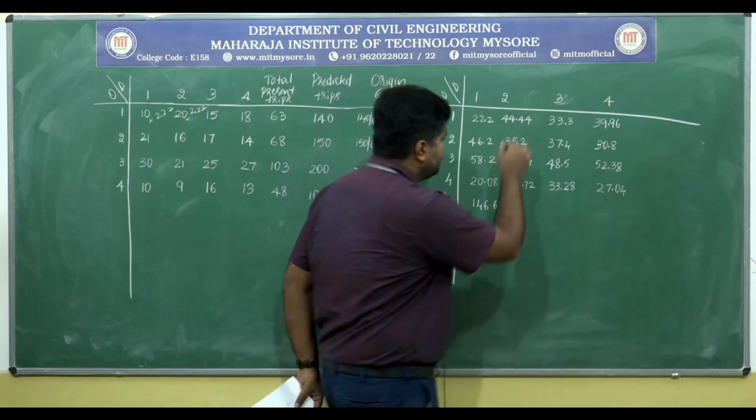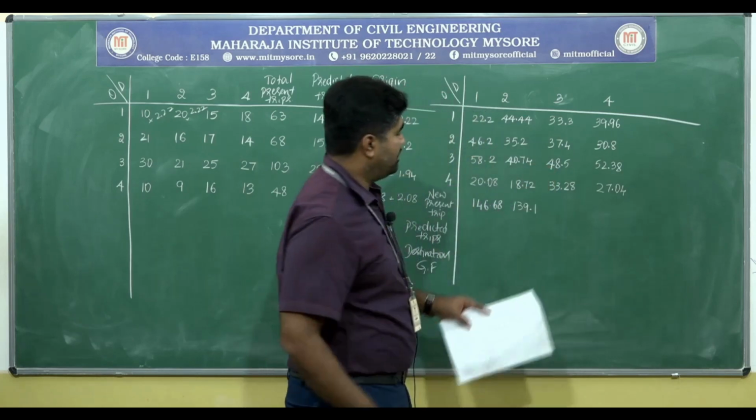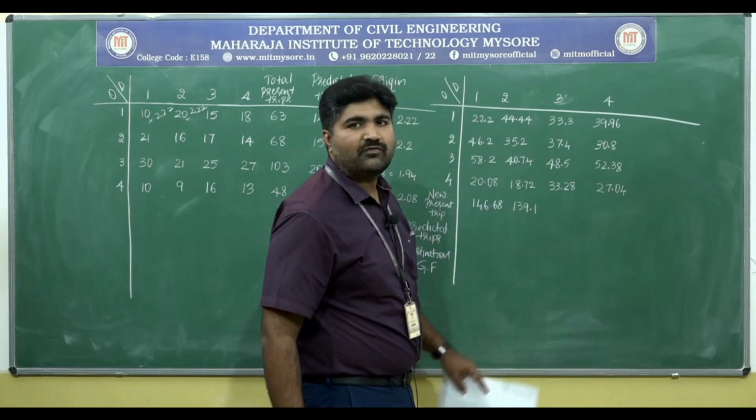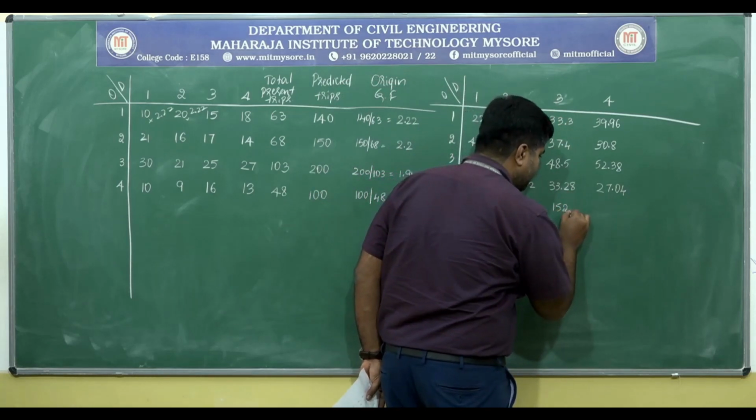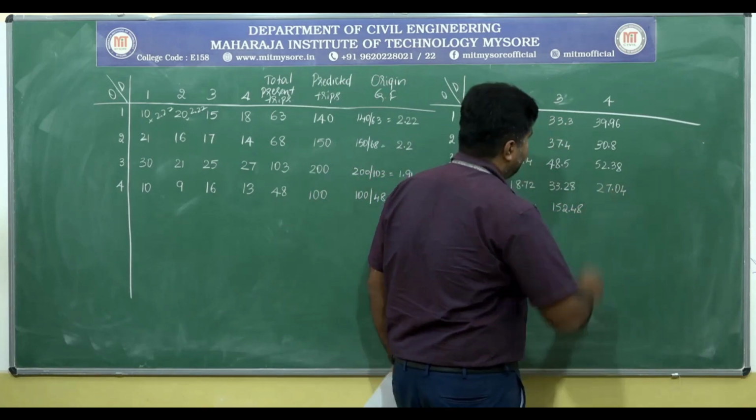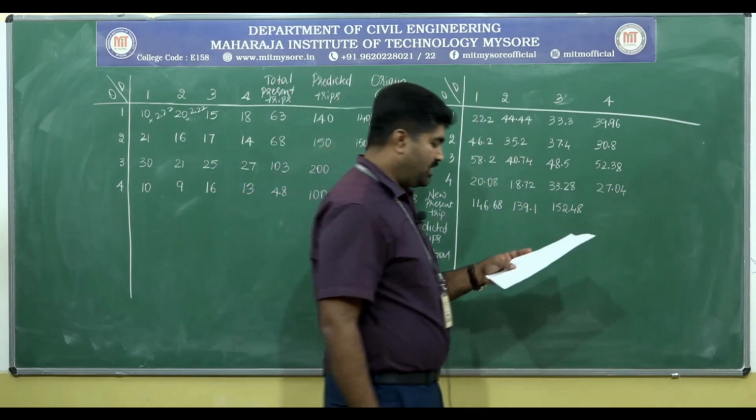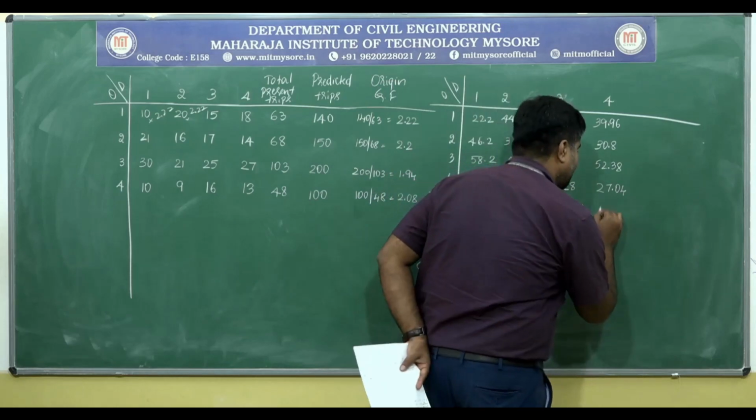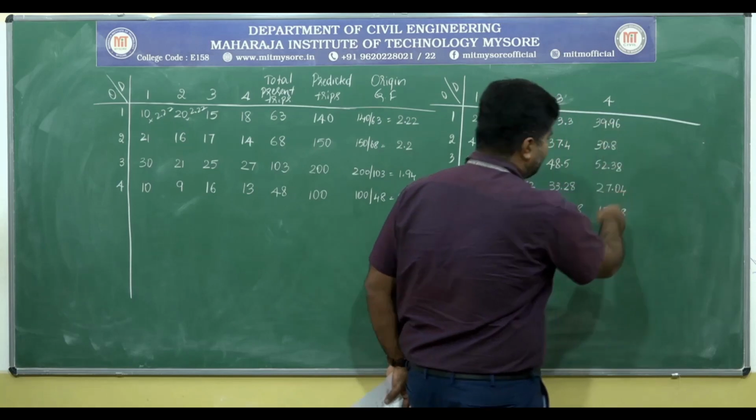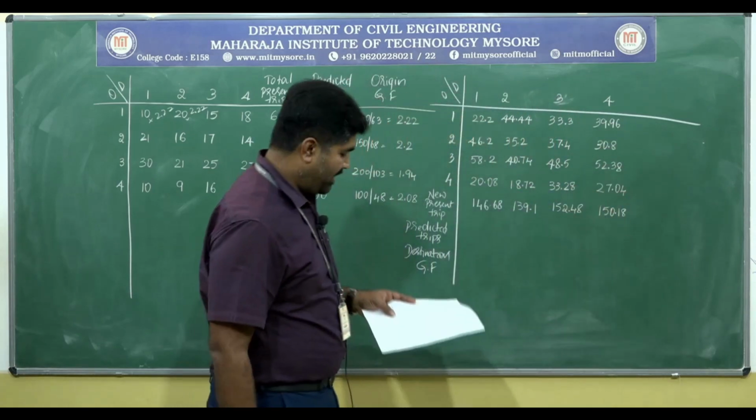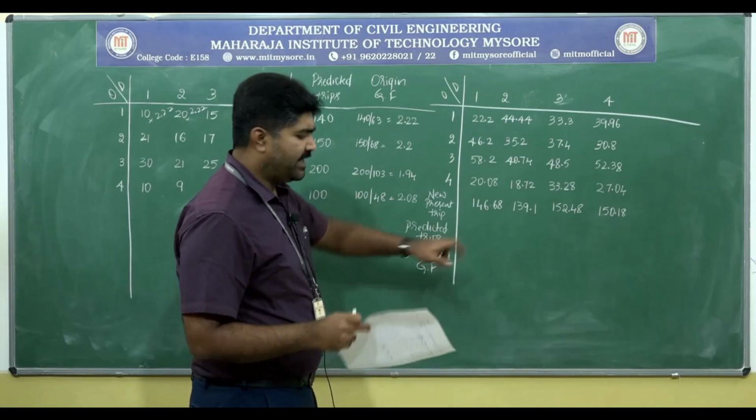146.68. Okay, for this you will get 139.1. Next you will get 152.48 by adding this. For the last column you will get 150.18. By adding this you will get 150.18. Okay, see from the question we know the predicted trips.